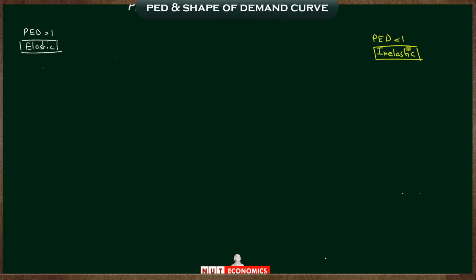Now in this class, what we want to do is learn how we can, simply by looking at the shape of the demand curve, tell or predict whether the demand for the product is elastic or inelastic. And what you simply need to remember first of all is that the demand curve will always slope downwards. It will be negatively sloped, because the demand curve is simply telling you the relationship between price and quantity demanded, and we know that price and quantity will always move in opposite directions.